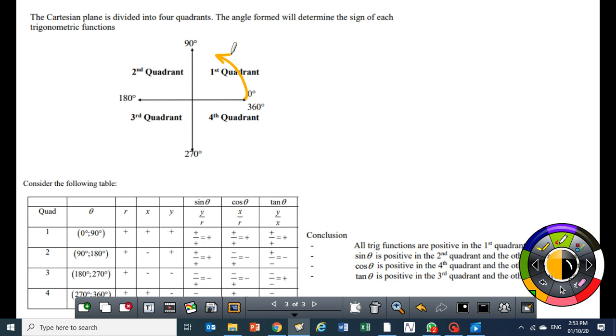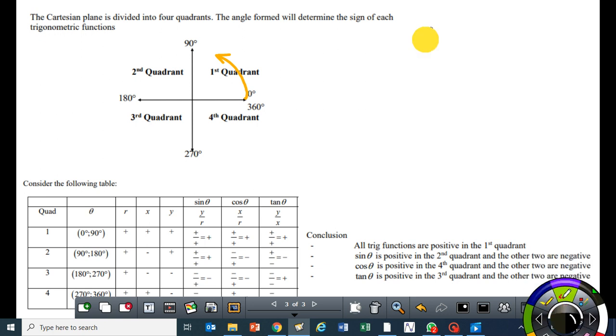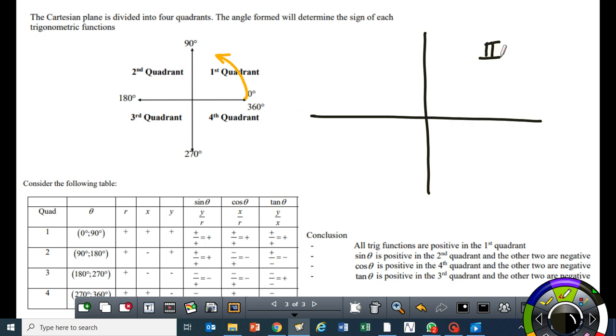Now, your angles, your three trigonometric ratios, sine, cos, and tan, can be positive or negative depending on the quadrant. Sine, cos, and tan can be positive or negative depending on the quadrant. Right, so I'm going to add another Cartesian plane here where I'm going to explain that part.